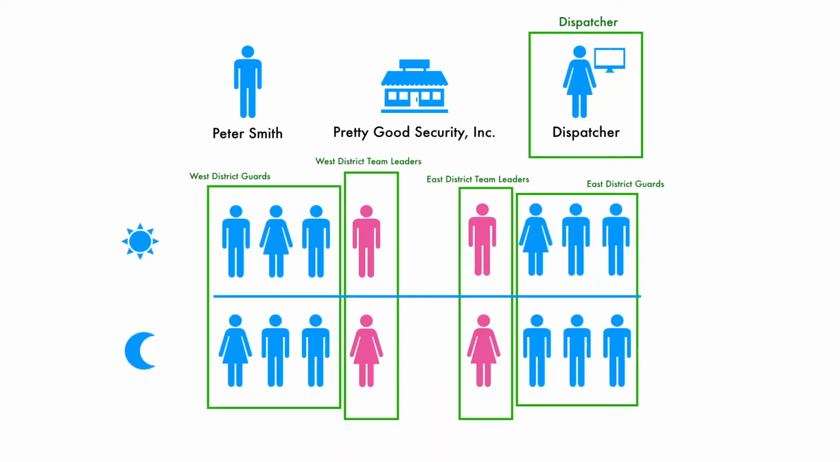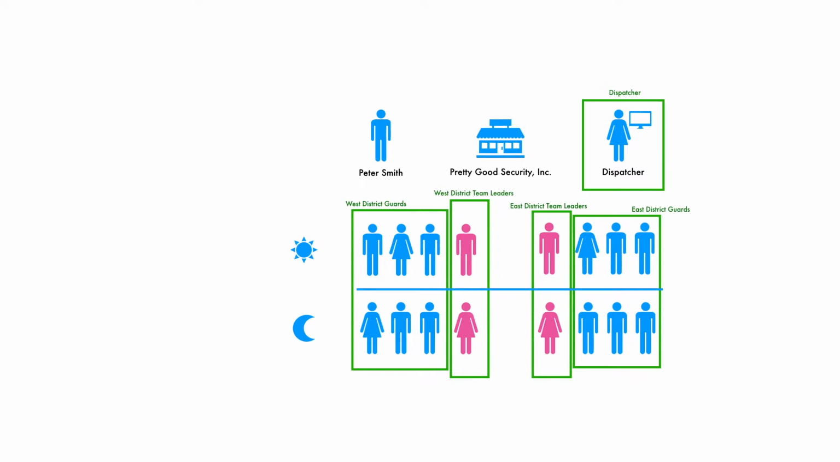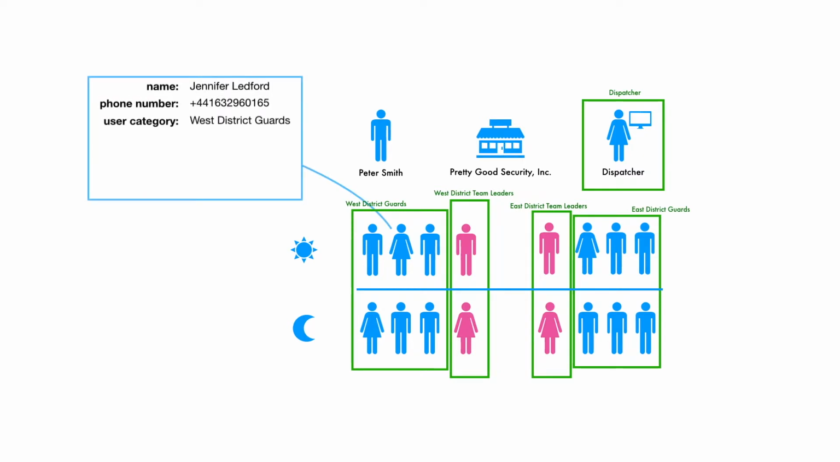Now let's go back to our example of the pretty good security company. Our users have a name, phone number and a user category. In addition, we will add some custom user labels. Our users have a work function, an employee number, a district, as well as whether they work day or night.